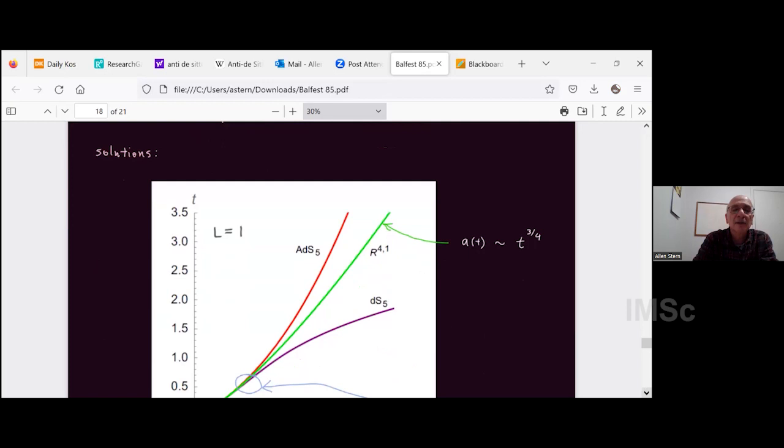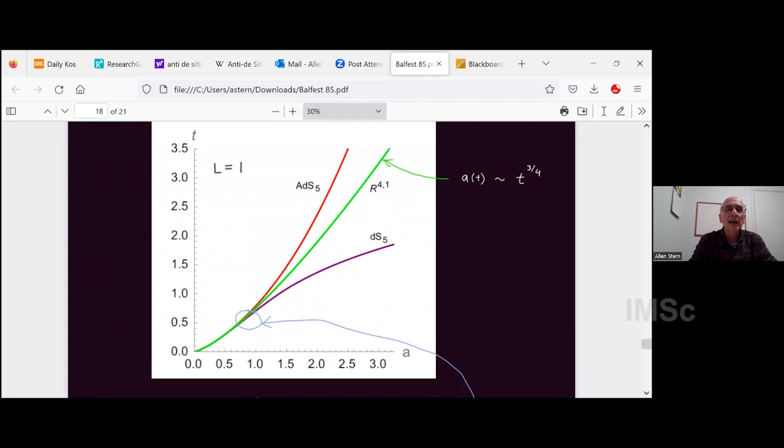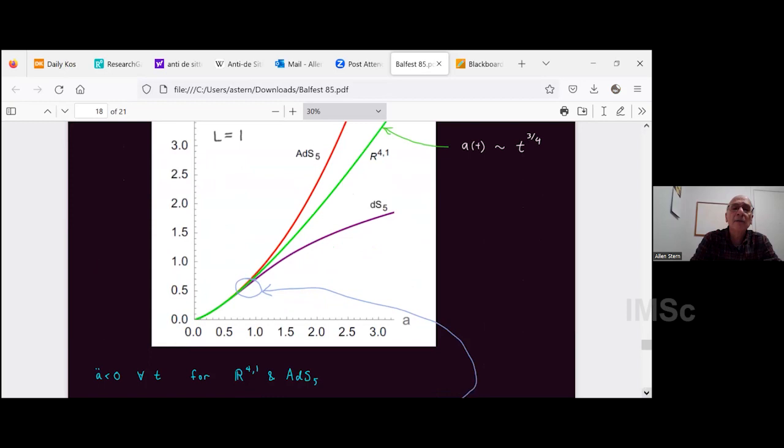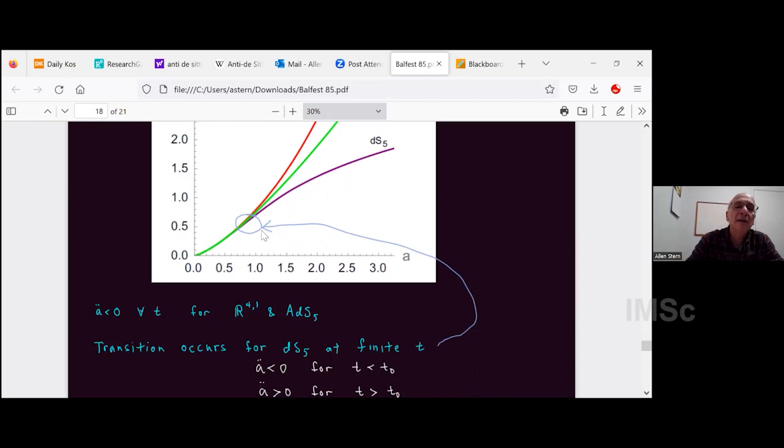Here I plot the solutions. It turns out that in the case of anti-de Sitter space and in the case of a flat background, the acceleration is negative. So both of those examples correspond to a decelerating universe. However, de Sitter space is much more interesting, because here one gets exactly what you want. In the case of the de Sitter background, it starts out decelerating, and then there's a transition to an accelerating phase. So this is exactly what we wanted.